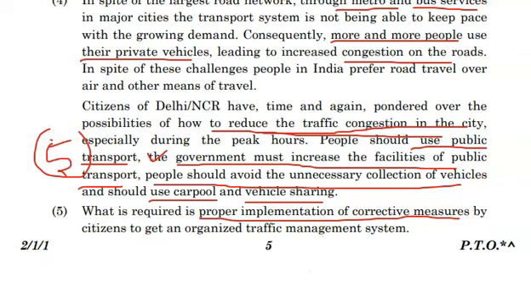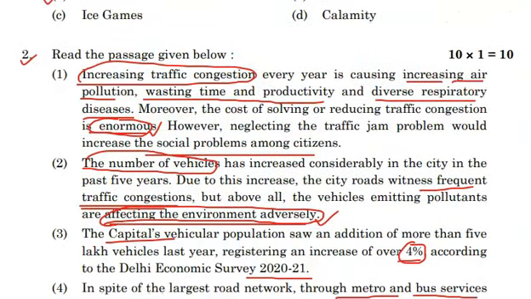So basically this passage is talking about increasing traffic congestion on roads, especially in the capital city of Delhi, and the problems that are caused by increasing traffic congestion. So in the first paragraph, three important problems have been included: increasing air pollution, wasting time and productivity, and birth of a number of respiratory diseases. Then in the second paragraph, frequent traffic congestions affecting the environment adversely.